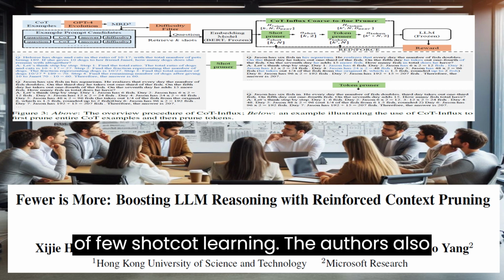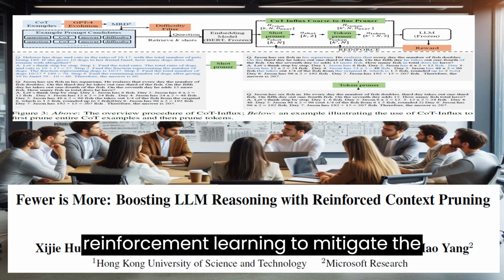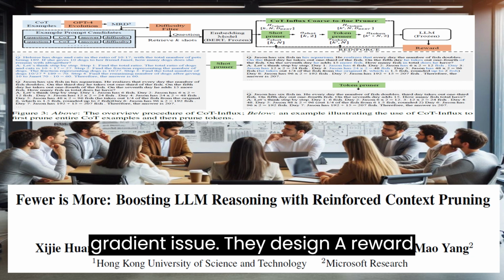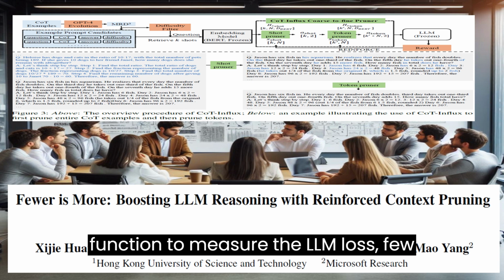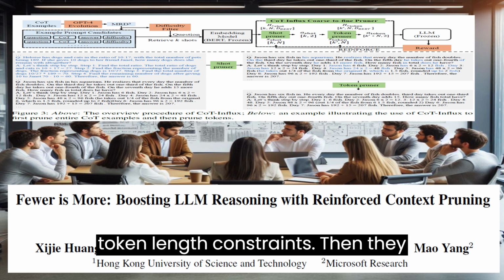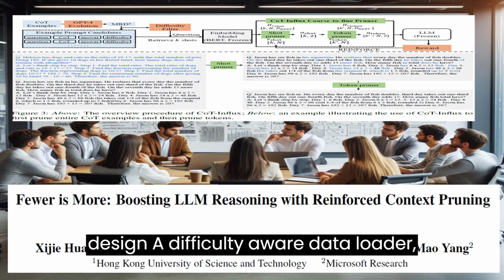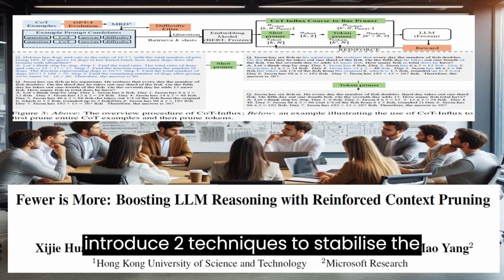The authors also propose a novel training approach with reinforcement learning to mitigate the gradient issue. They design a reward function to measure the LLM loss, few-shot math reasoning effectiveness, and token length constraints. Then, they design a difficulty-aware data loader filtering appropriate problems and introduce two techniques to stabilize the RL training.